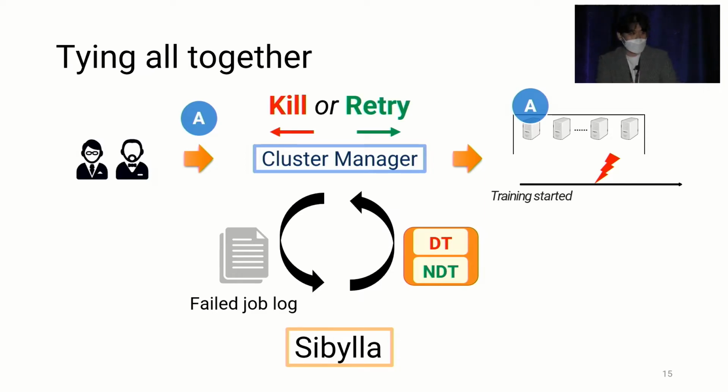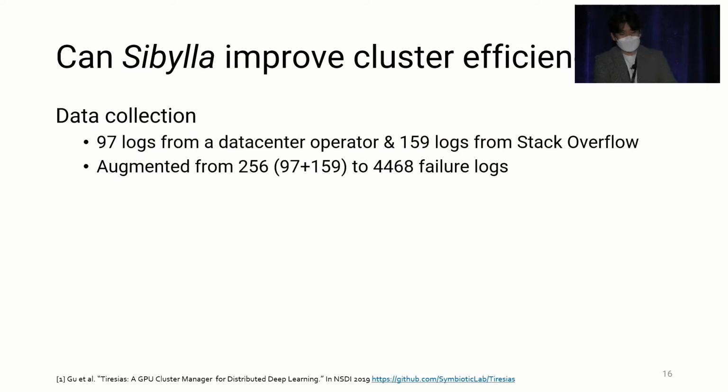Now I'm moving to the evaluation. Since there is no available dataset for DL job failures, we constructed a dataset for our study with 97 logs from a data center operator and 159 logs manually collected from Stack Overflow. We text-augmented the dataset for more diverse scenarios.